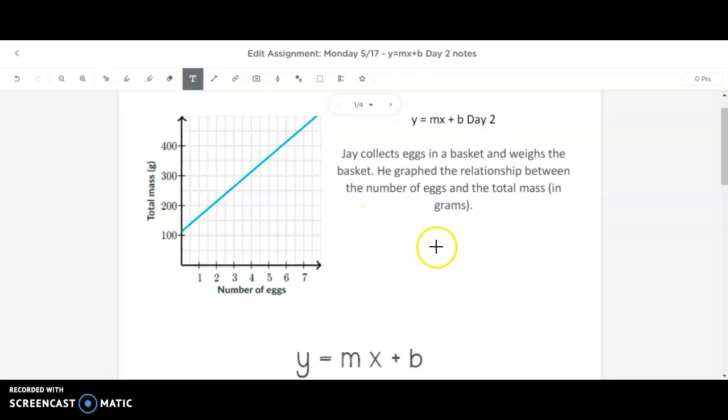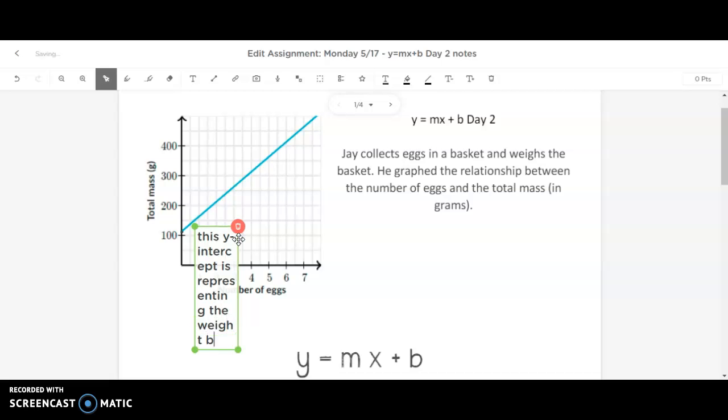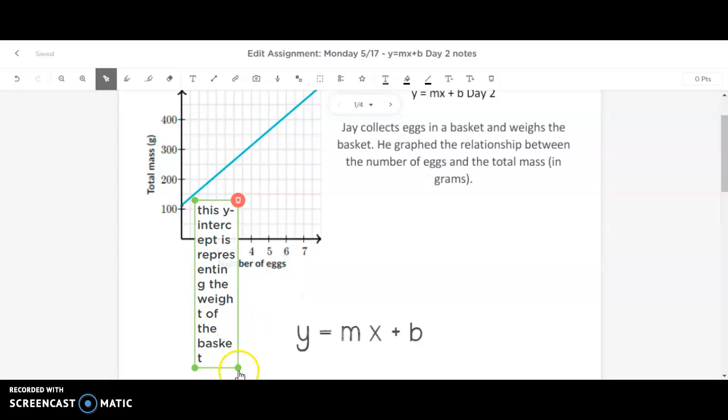Jay collects eggs in a basket and weighs the basket. He graphs the relationship between the number of eggs and the total mass in grams. So we're talking about how much it weighs. What I do want to point out to you is this spot right here. It's on the y-axis. It looks like it's somewhere probably about 105, 110-ish, but it shows us that there's 0 eggs that have been collected at that point in time. So what we have to assume is that this y-intercept here is representing the weight of the basket initially. So that's kind of a big point for us.